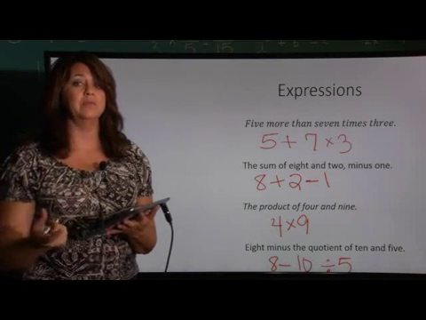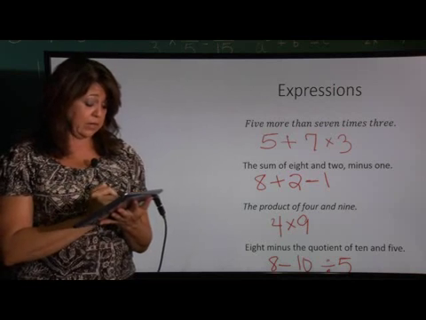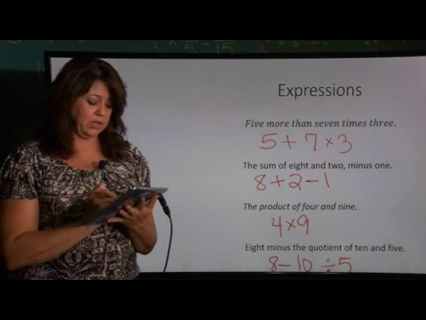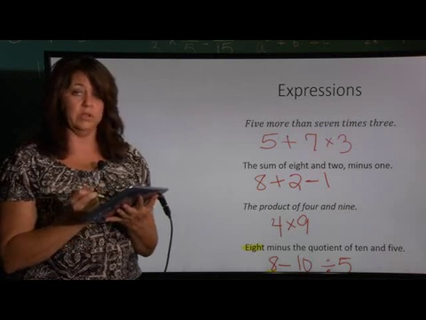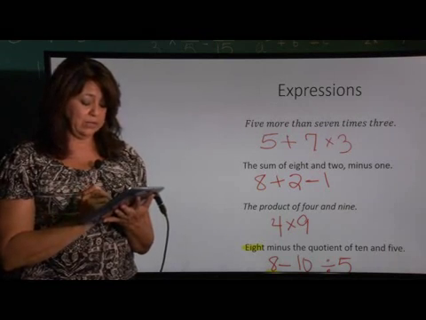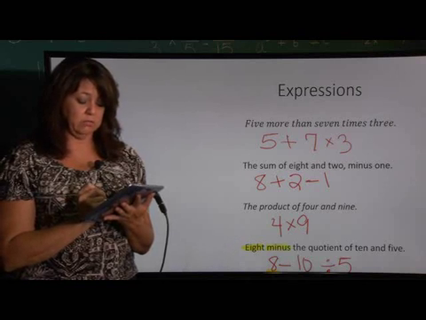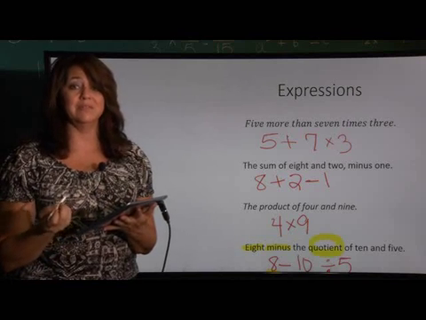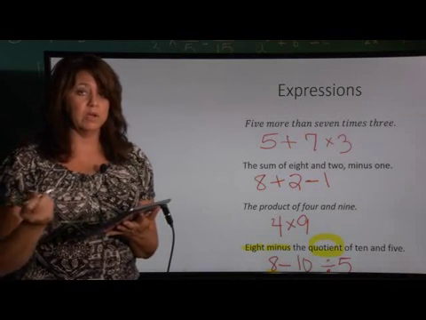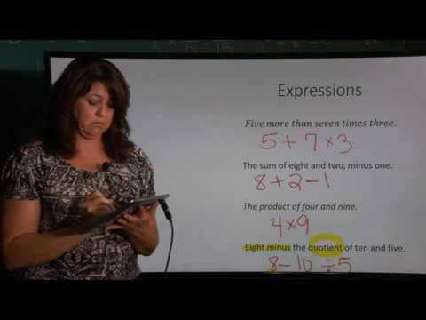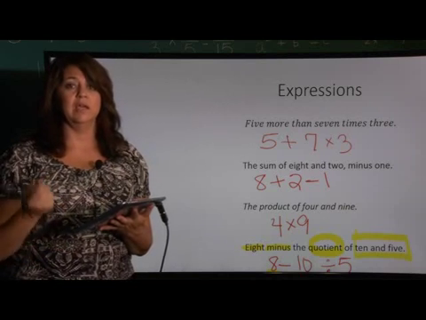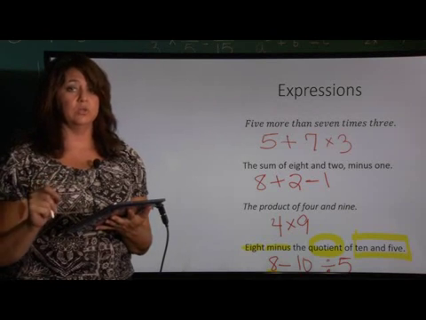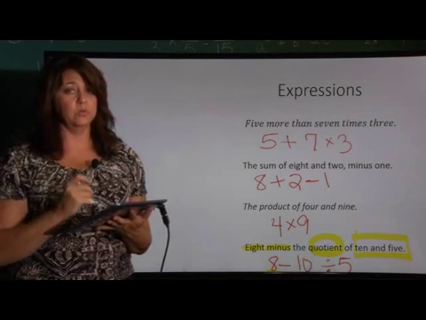Let's look at that one again, because this type of sentence does give most students trouble. The number 8, we're going to put in the front. 8 minus, that's our subtraction. The quotient of, quotient means divide. The numbers we are dividing are 10 and 5. Take your time with these and make sure you understand what you're doing before you rush through your work.